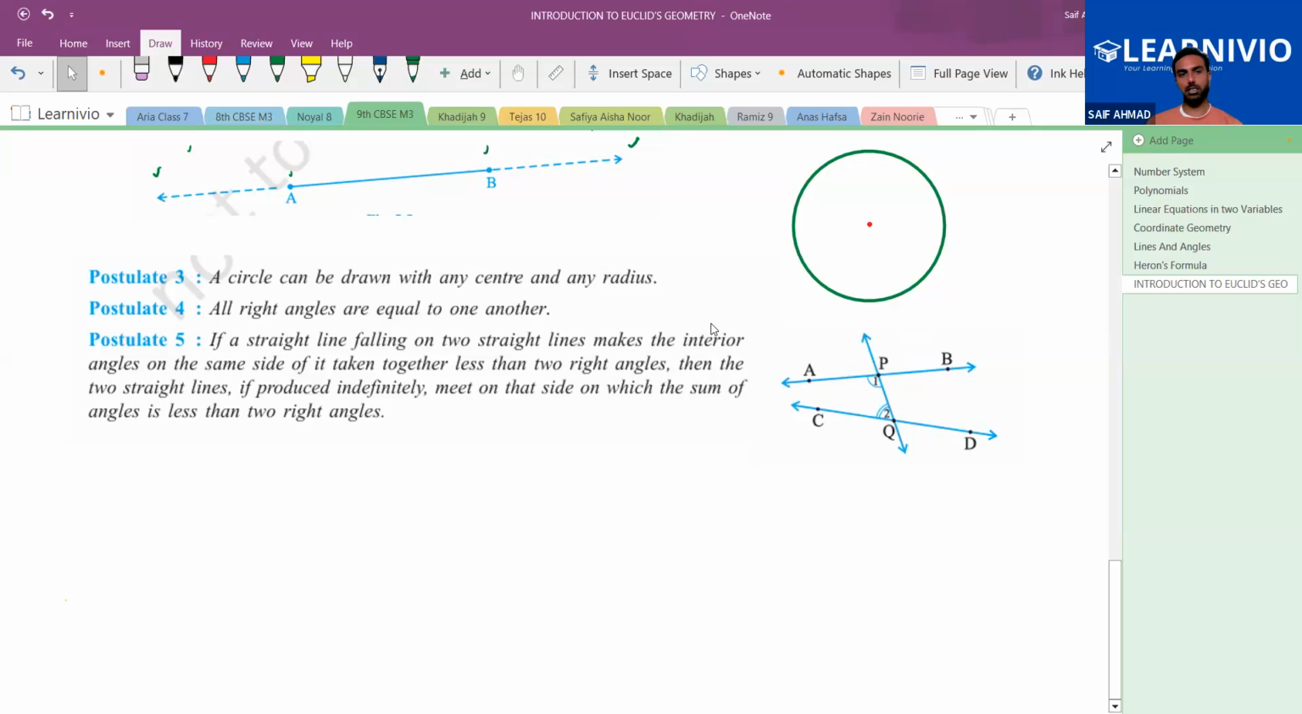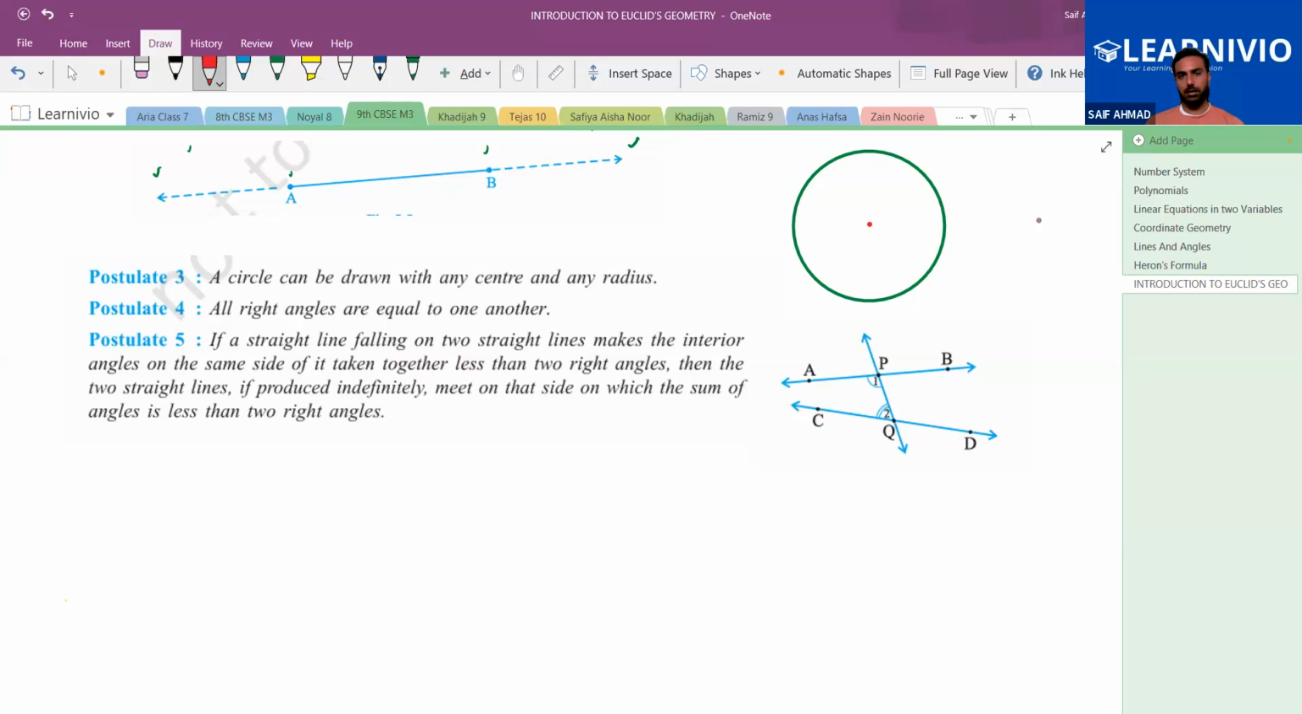See the last postulate. If a straight line falls on two straight lines, there are two straight lines here, AB and CD. You can see. You are noting down or listening to me? Sir, listening. These are two straight lines, AB and CD. Understood? And the third line, PQ, is falling on two lines.